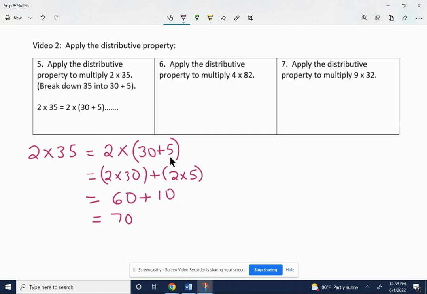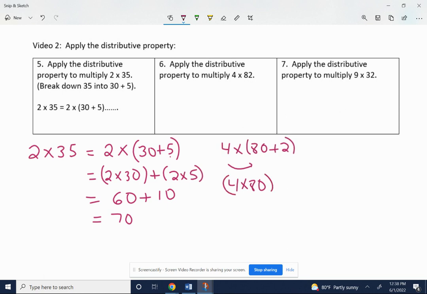Okay, let's do problem 6 together. If I wanted to take 4 times 82, and that 82 is kind of big, and I chose to break 82 down into 80 plus 2, maybe I would decide to do that. Okay, 4 times 82 is the same thing as 4 times 80 plus 2. And if I wanted to do that, I could take 4 times 80, take 4 times 2, and add those two answers up together.